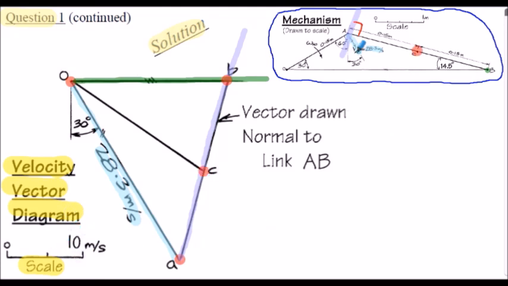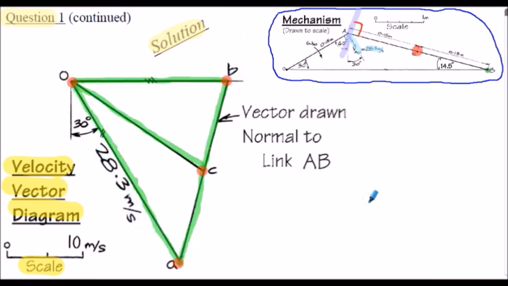Here's point C added to the conrod. It's actually midway along the conrod in this case. So point C on the vector diagram would be midway along velocity vector AB. So we can then find the velocity of point C relative to point O. So that's a completed velocity vector diagram.